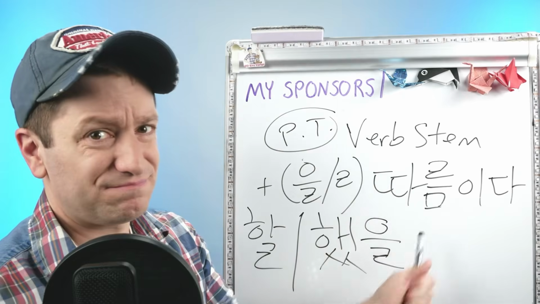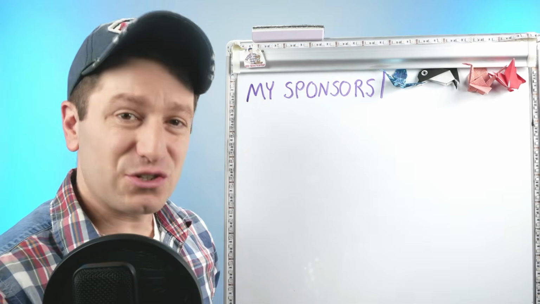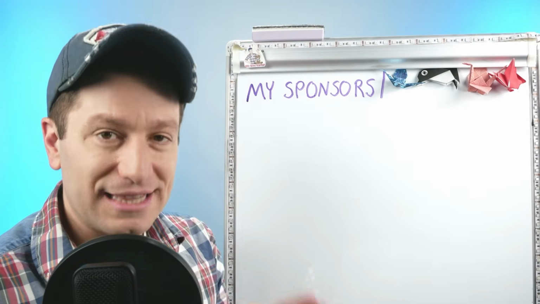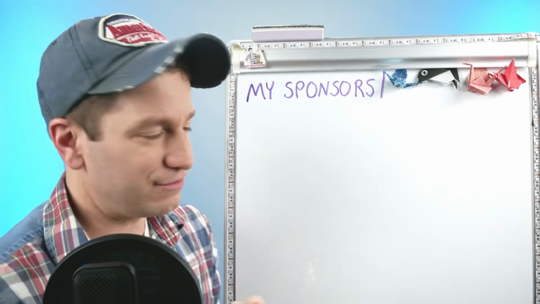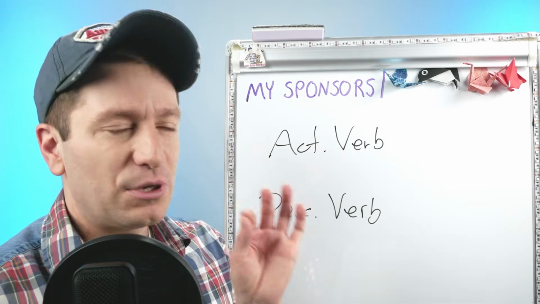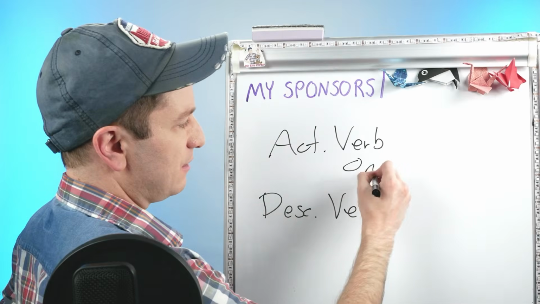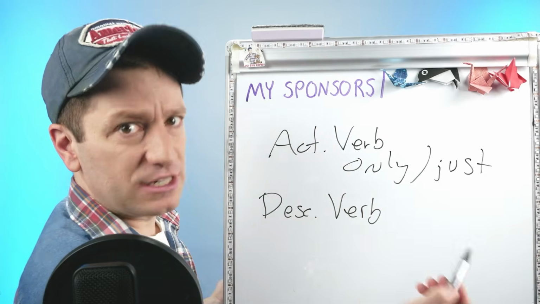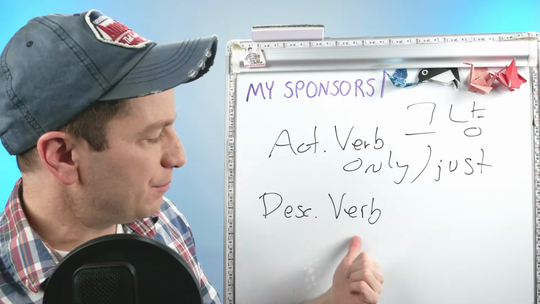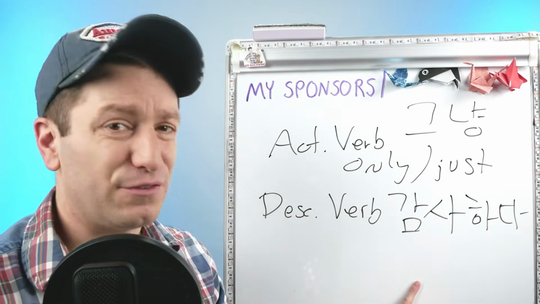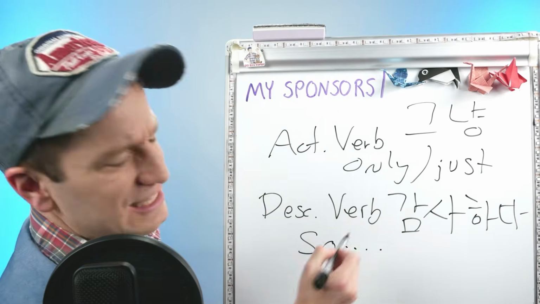This form can be used with both action verbs and descriptive verbs, but the nuance is slightly different. And this is something unique to this form that 뿐이다 does not have. Literally, it always means the same thing, but the nuance when you use it with an action verb is just that, just only. You can think of it as just saying the adverb 그냥, just like 뿐이다. But when you use this with a descriptive verb, let's use it with 감사하다, to be thankful. Literally, you're saying, I'm just thankful. But the nuance of that is basically saying so.